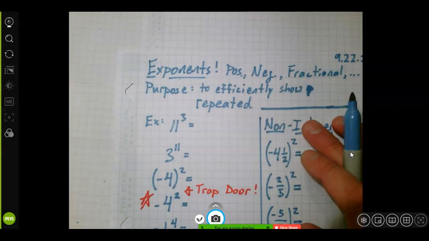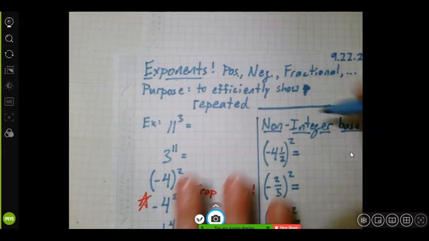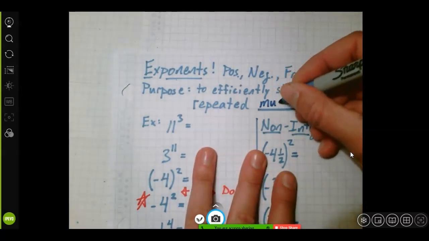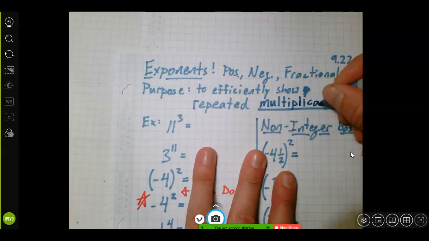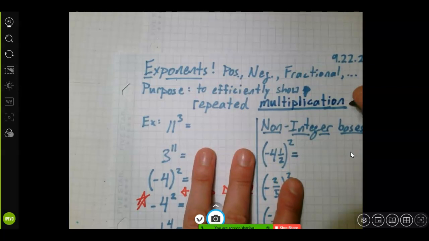But when we turn to our exponent work, and since nobody can give me the answer, I'm thinking we should all be writing this down. What's that, Ivan? Yeah, it represents repeated multiplication. Exponents are used to represent repeated multiplication.